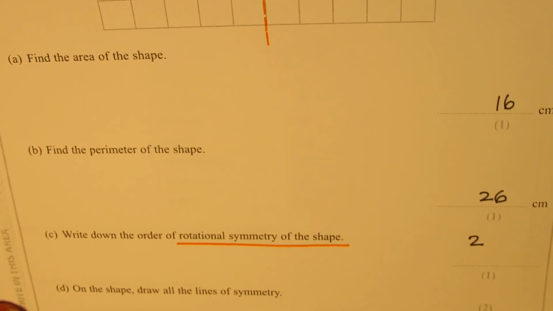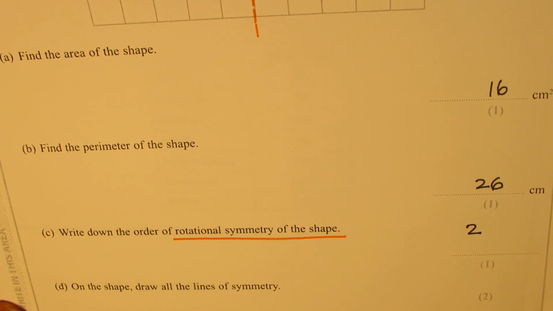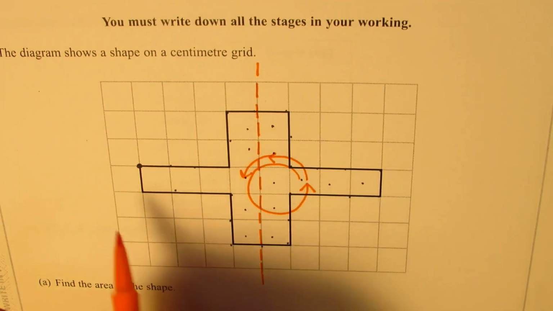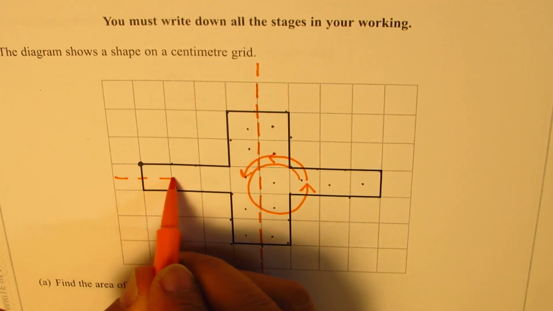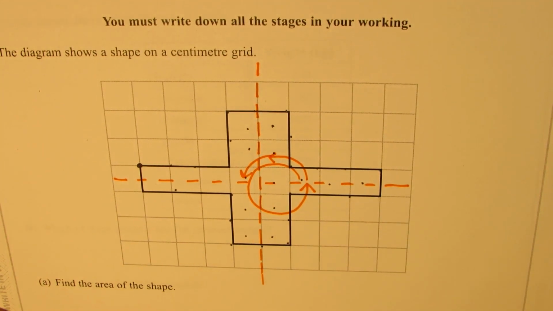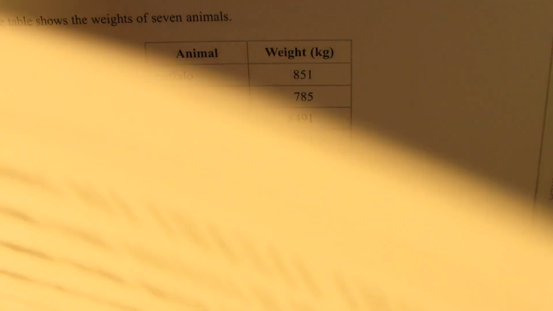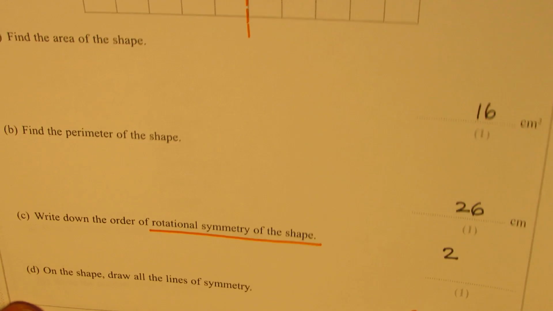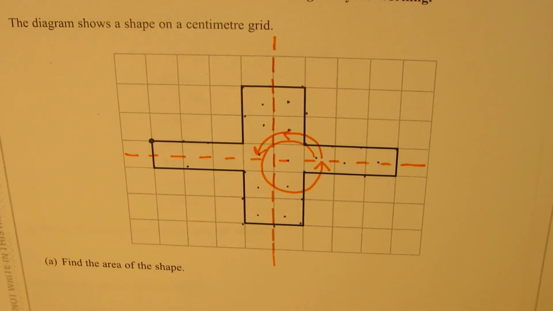Part D is on the shape, draw all the lines of symmetry. Well, the lines of symmetry which I drew earlier: the vertical line, and then this horizontal line is also a line of symmetry for the given figure. So these are the 2 lines of symmetry, right? So we have 2 lines of symmetry here, which you could mention, but drawing was essential.